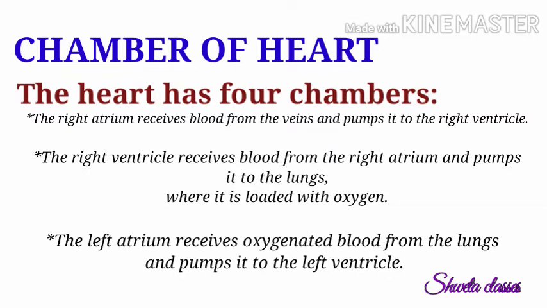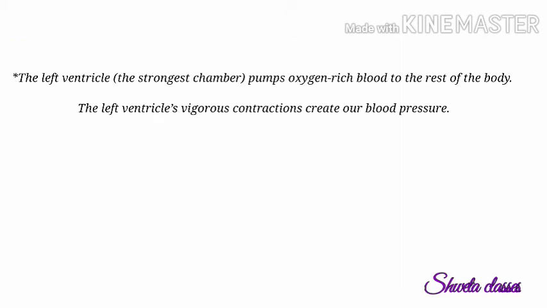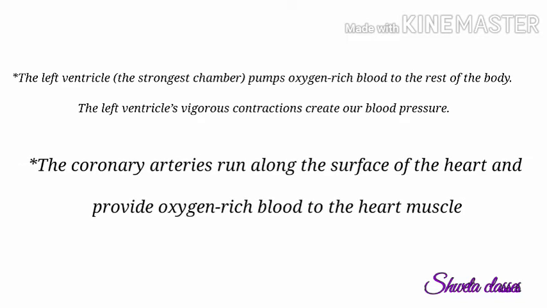The left atrium receives oxygenated blood from the lungs and pumps it to the left ventricle. The left ventricle pumps oxygen-rich blood to the rest of the body. The left ventricle's vigorous contraction creates our blood pressure. The surface of the heart and provide oxygen-rich blood to the heart muscle.